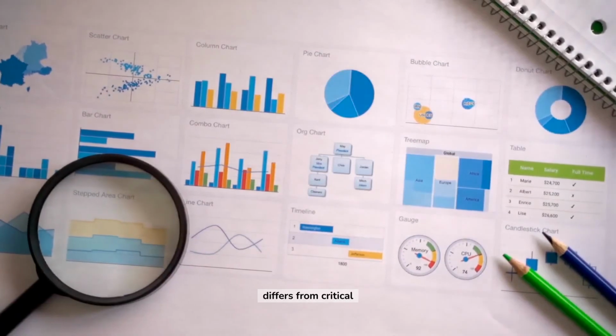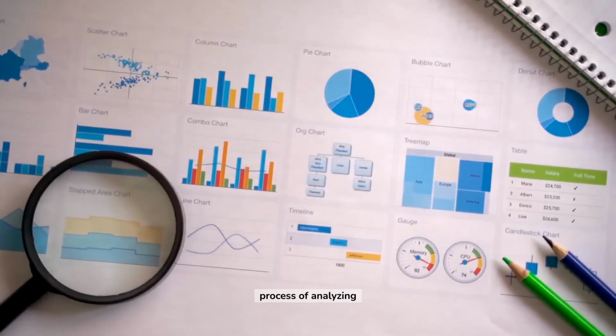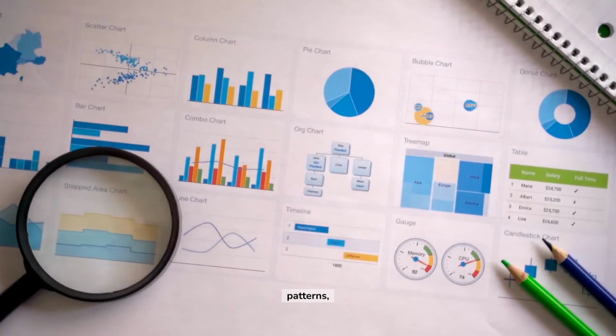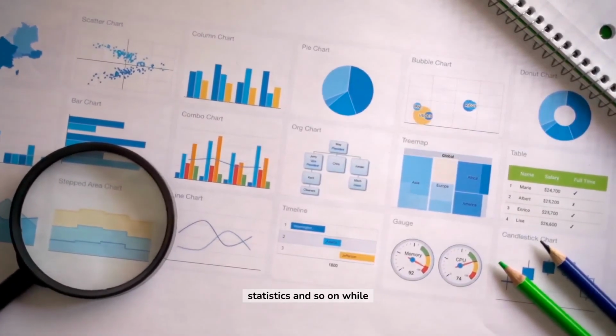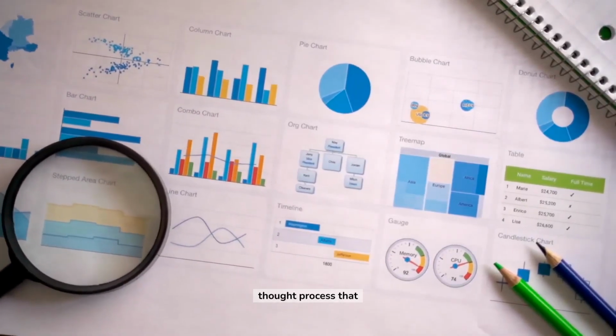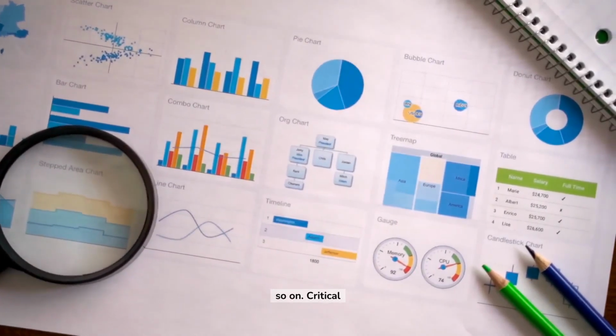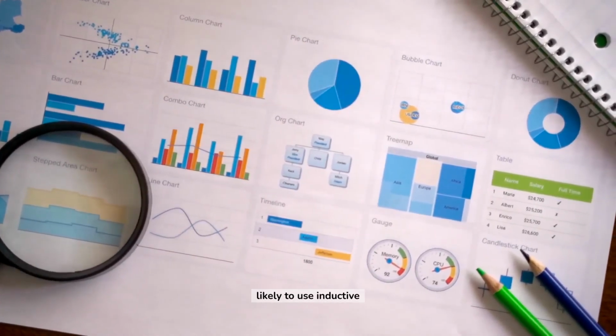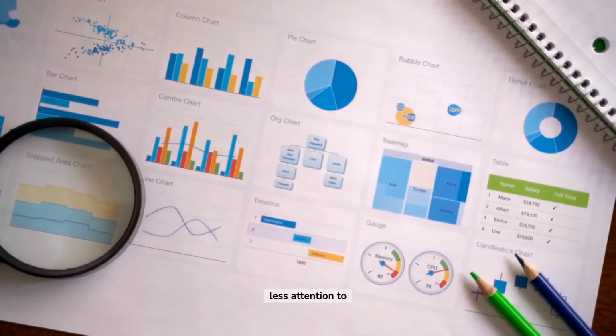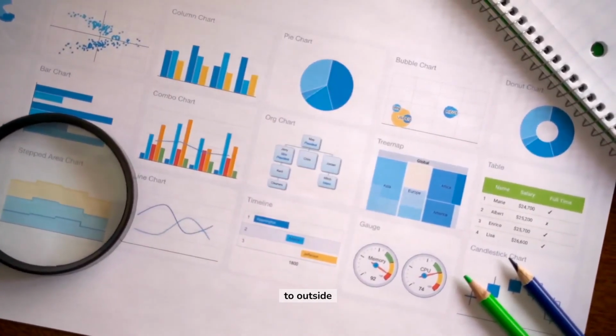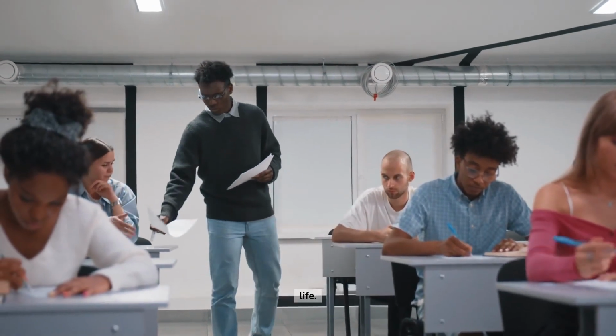Analytical thinking differs from critical thinking in that it's a process of analyzing information, patterns, trends, statistics, and so on, while critical thinking is a thought process that involves outside influences such as scientific research and so on. Critical thinkers are more likely to use inductive reasoning because they pay less attention to detail and more attention to outside influences. Analytical thinking is the best way to get the most from life.